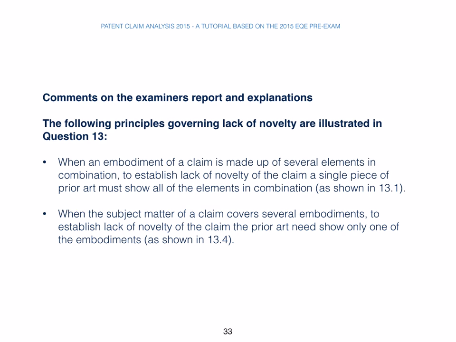On the other hand, when the subject matter of a claim covers several different embodiments, to establish lack of novelty of the claim, the prior art needs to show only one of the embodiments, as was shown for 13.4. In other words, lack of novelty of just one embodiment of a claim is enough to invalidate the entire claim. Next, we go ahead with question 14.1.